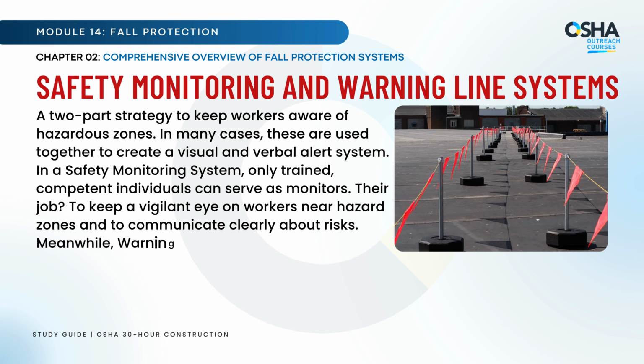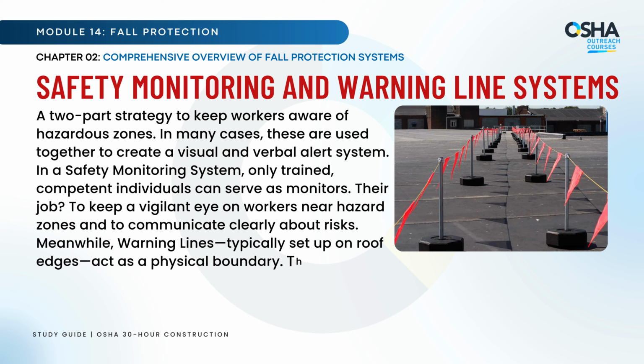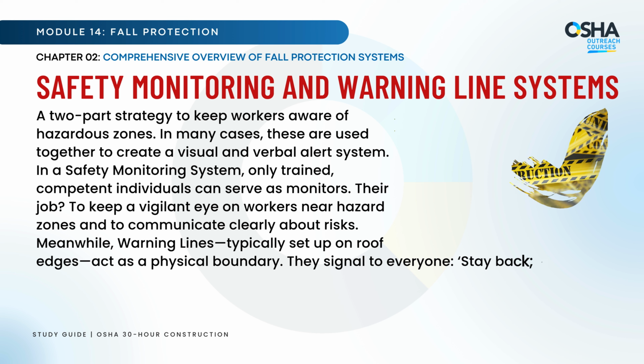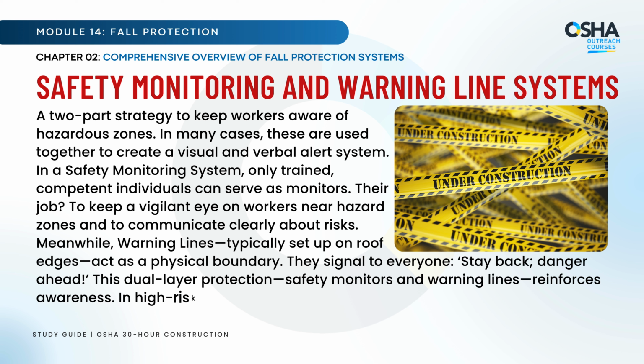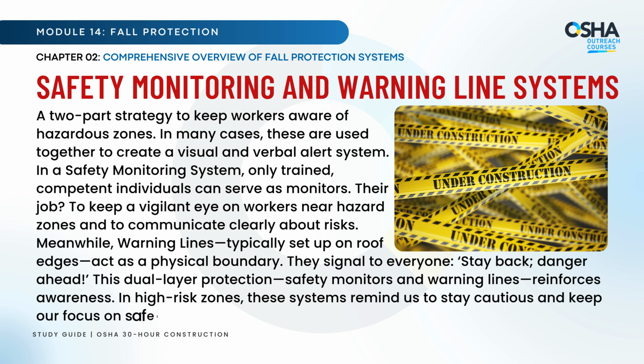Meanwhile, warning lines, typically set up on roof edges, act as a physical boundary. They signal to everyone: stay back, danger ahead. This dual-layer protection, safety monitors and warning lines, reinforces awareness. In high-risk zones, these systems remind us to stay cautious and keep our focus on safety.